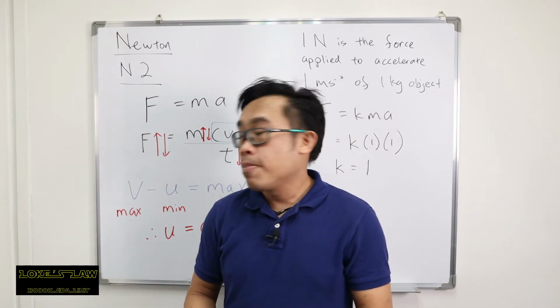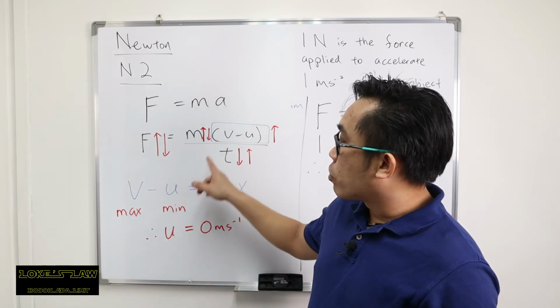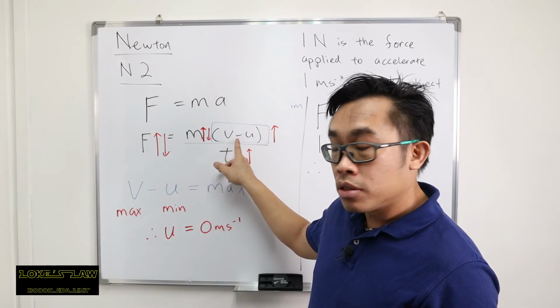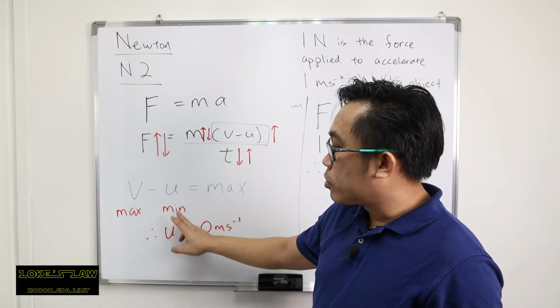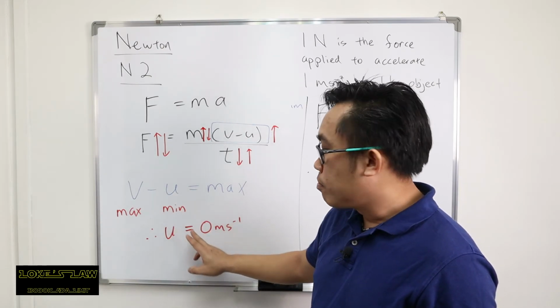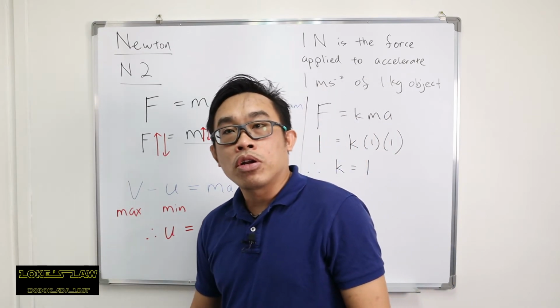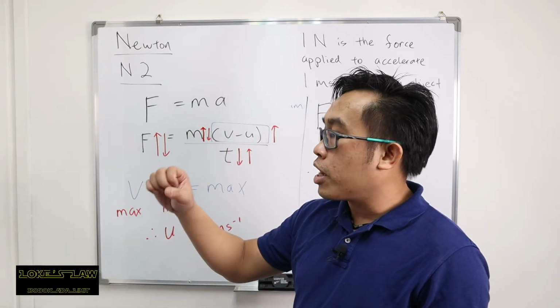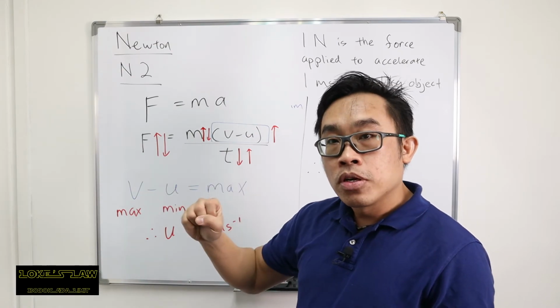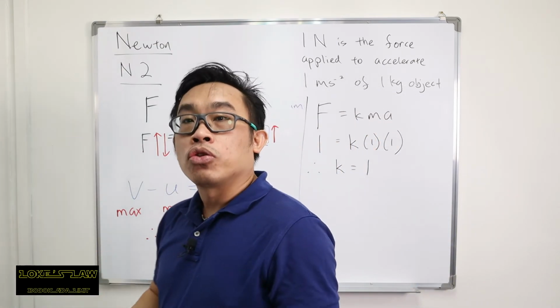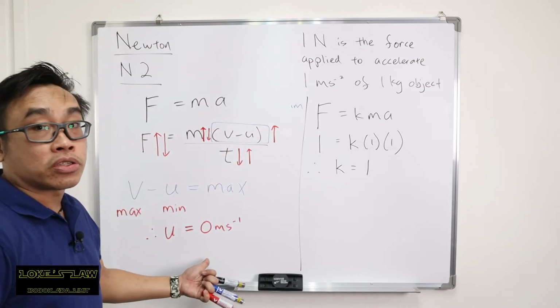Okay, in other words, you can see from here: in order for it to create a maximum force, this must be max. How to create a max? u must be min. How to create a minimum? 0. In other words, in order for you to punch, you have to make sure that at the beginning you must stop, then move. Stop, move. That is one of the ways to create the strongest force that you can.